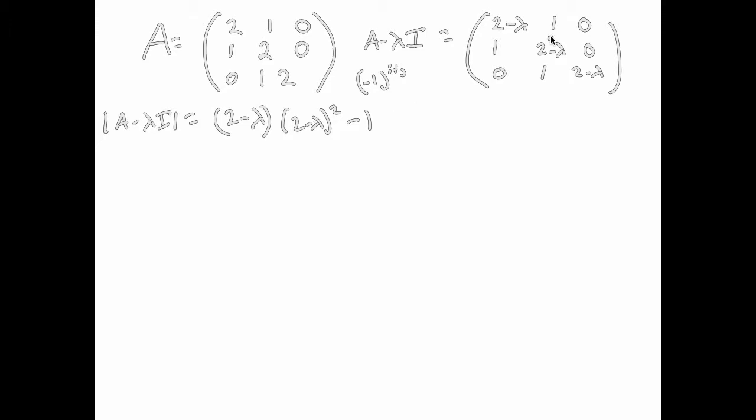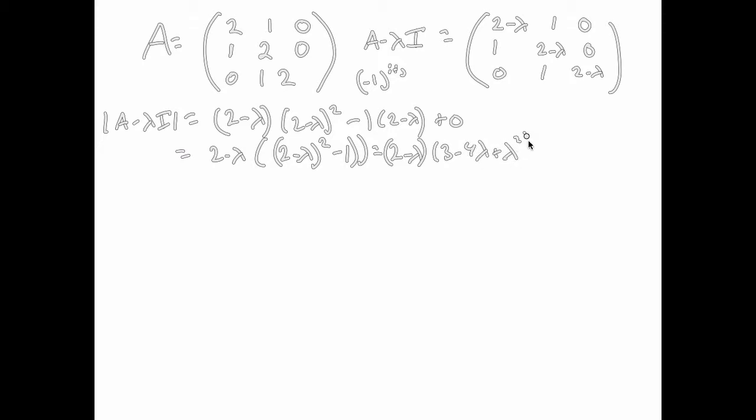That's an odd number. We get rid of the first row and the second column, and we're left with 2 minus lambda minus 0, and then the next one is 0, so that's just plus 0, and that's going to equal 2 minus lambda times 2 minus lambda squared minus 1. We can expand that out some more to get 2 minus lambda times 3 minus 4 lambda plus lambda squared.